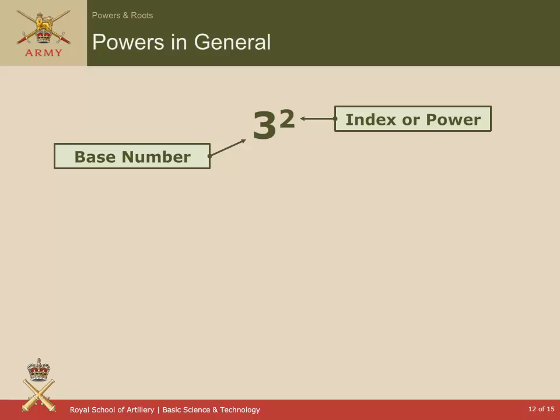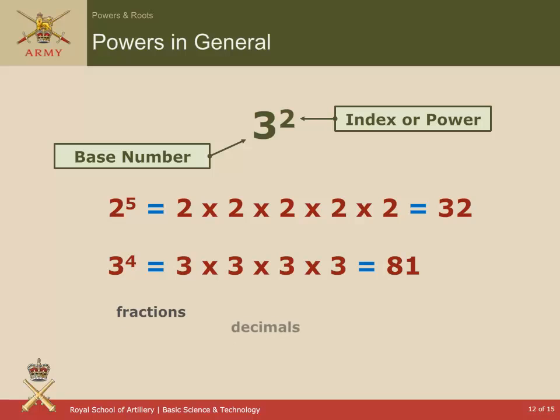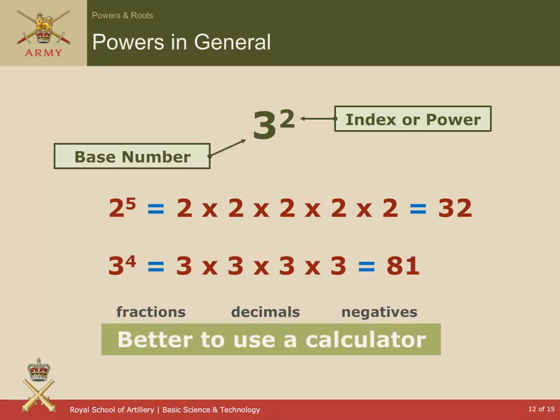And we can extend this. We can have 2 raised to the power 5, which is 2 times 2 times 2 times 2 times 2, which equals 32. We can have 3 raised to the power 4, 3 times 3 times 3 times 3, which equals 81. And we don't even have to use a whole number. We can use fractions and decimals and negative values as well. When your powers become more complex, it's always best to use a calculator, and a scientific calculator at that if you have one.